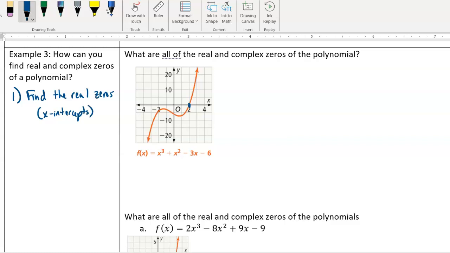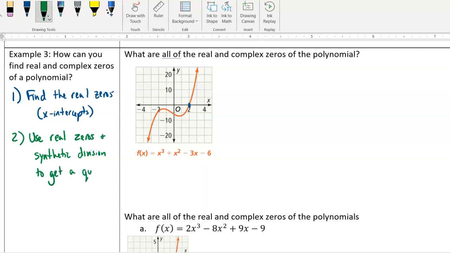So by finding the real zeros, that means we're going to look for the x-intercepts. The next step is we're going to use the real zeros and synthetic division, because our goal is to get a quadratic. Okay, so our goal is to change this cubic function to get a quadratic. So the way that we're going to do that is we're going to use the 0.